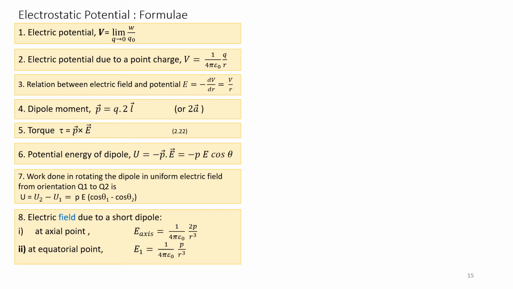Formula number 8. That is the electric field due to a short dipole. It has two types. One is at an axial point. At the axial point, E axial is 1 over 4 pi epsilon naught into 2p by r cube. The 2 is important, that is the difference. At the equatorial point, that is perpendicular to the dipole, E1 is equal to 1 over 4 pi epsilon naught p by r cube. See, the difference between the two is that E axial is twice E1. E axial is equal to 2 times E1.